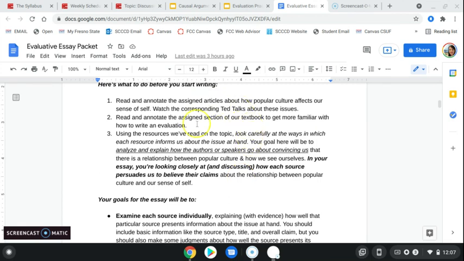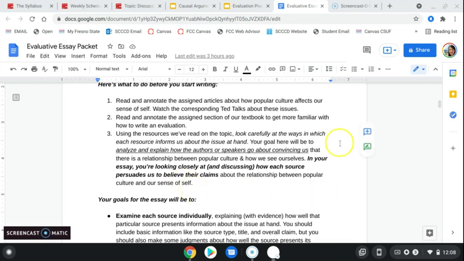So once you've done those things, then you want to use the resources that we have read. And what you're doing in your essay is looking carefully at how each resource informs us about that particular issue. So your goal here is to analyze and explain how the authors or speakers go about convincing us that there is a relationship between pop culture and how we see ourselves. So in your essay, that's what you're looking at and discussing. And you'll be looking at how each source persuades us to believe their claims about that relationship between popular culture and our sense of self.